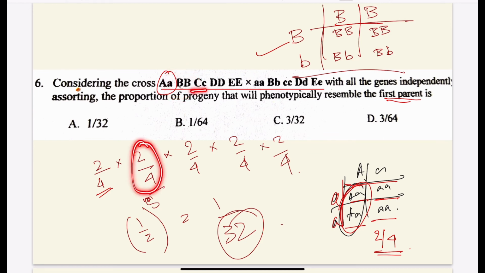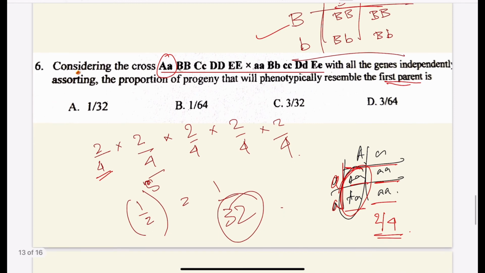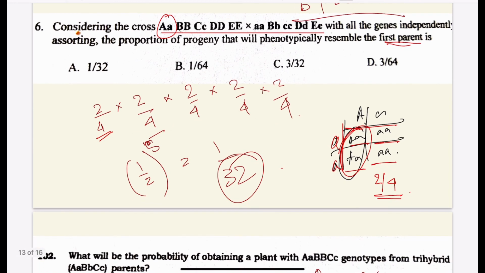Same in the case of C also, one is heterozygous, the other one is homozygous. Doesn't matter which is which, but if we want to get a heterozygous, since the parent is heterozygous, it will be again 2 by 4. For all 5 of the alleles we see the same thing repeating. So we get 2 by 4 into 2 by 4 into 2 by 4 into 2 by 4 into 2 by 4. So 5 times we multiply 2 by 4, which will be half to the power 5. That is 1 by 32. So our answer is option number A.